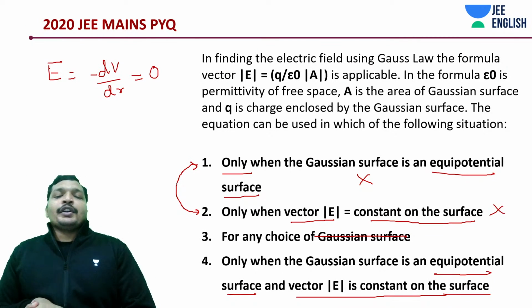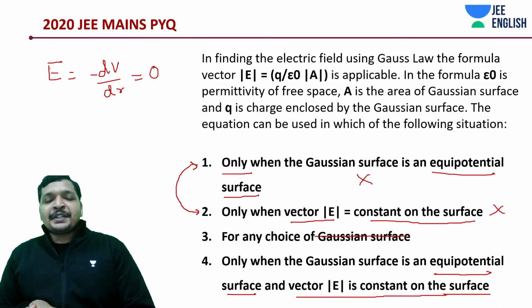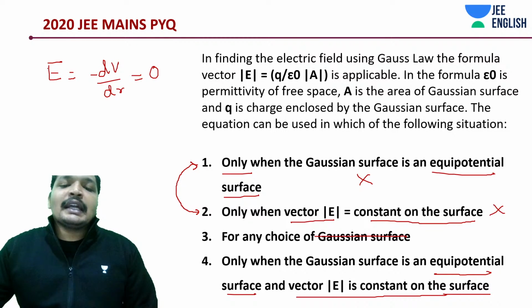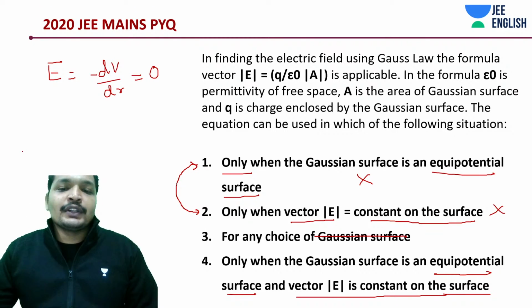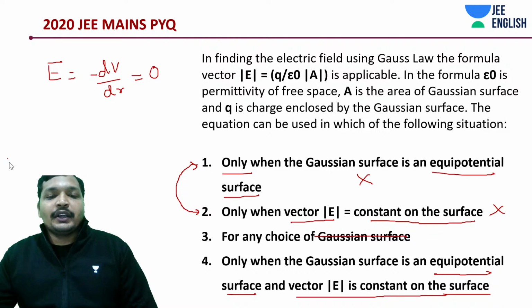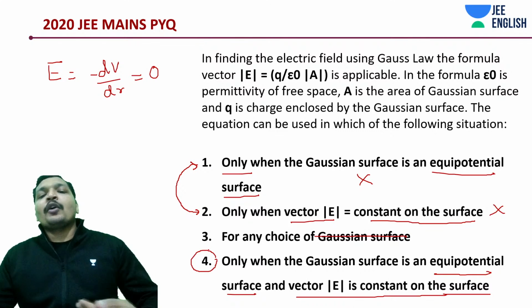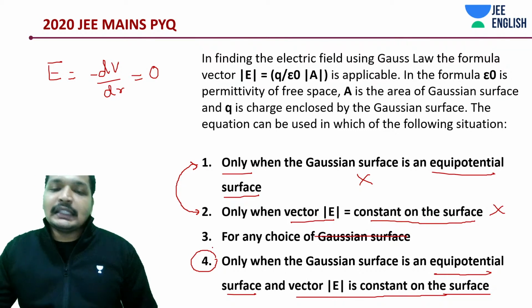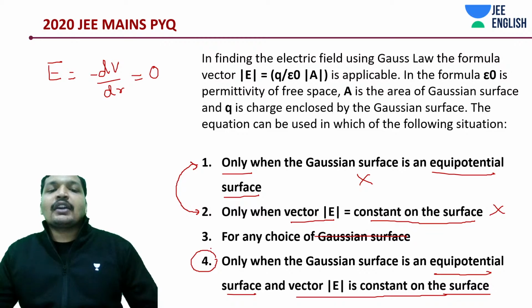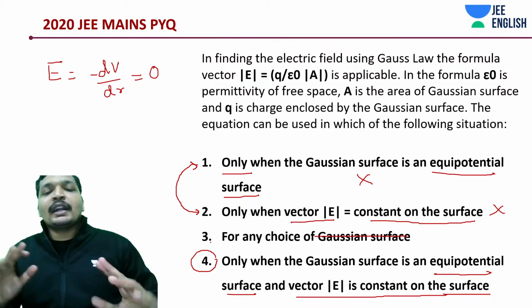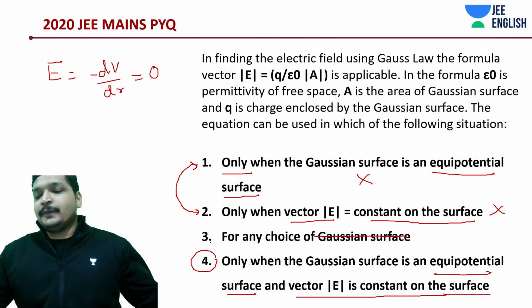But what about option number 3? Option number 3 has straight away invalidated Gauss law itself. So statement 3 is not valid. So you can directly say option 4 is correct, since option 1 and option 2 are invalidating each other. Okay, they are contradicting each other. Like they both are true, but they are contradicting each other. Let's get into the concept.